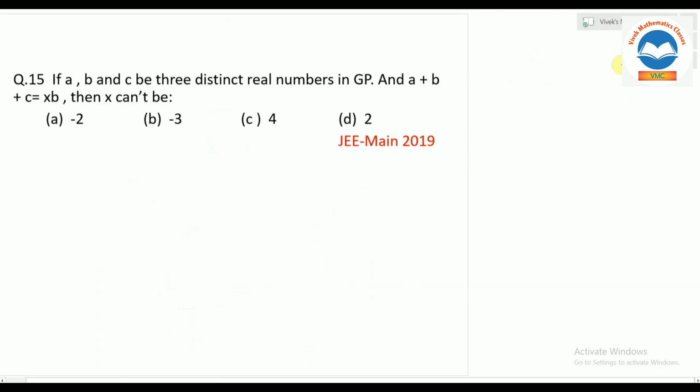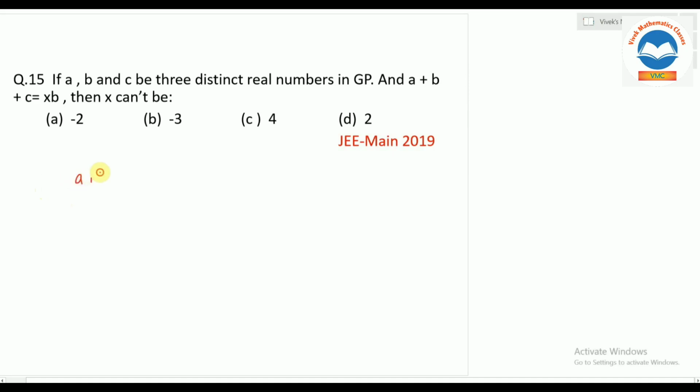Next, if a, b and c are 3 distinct real numbers in GP, and a plus b plus c equal to xb, then x can be... We need to find what is the possible value of x.